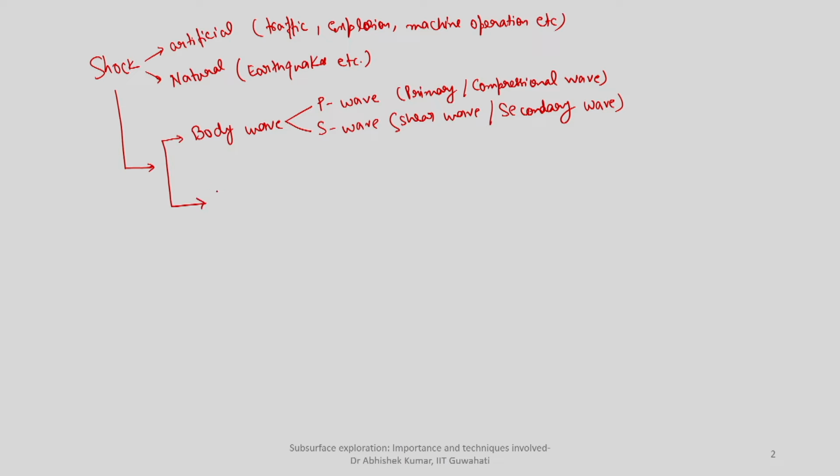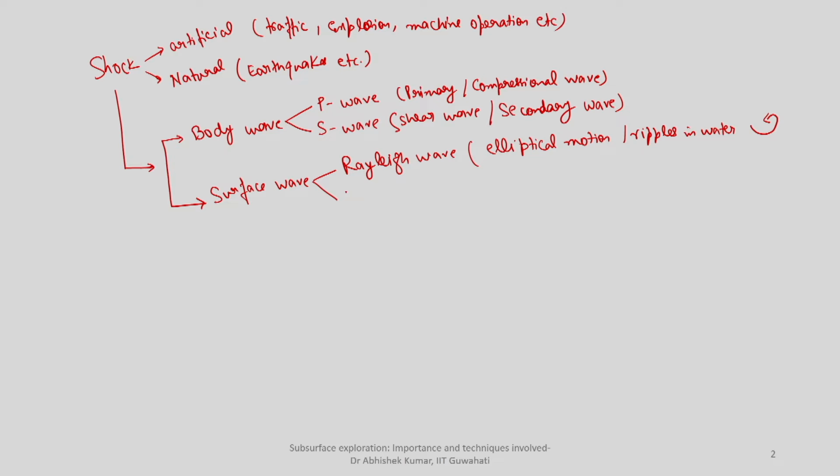In addition to this, we also discussed surface waves, primarily the Rayleigh wave, which causes an elliptical motion, just like ripples in water. The particle undergoes an elliptical motion like this. Then there is the Love wave, which causes translational motion.